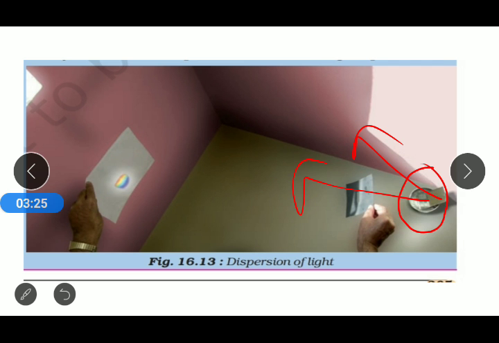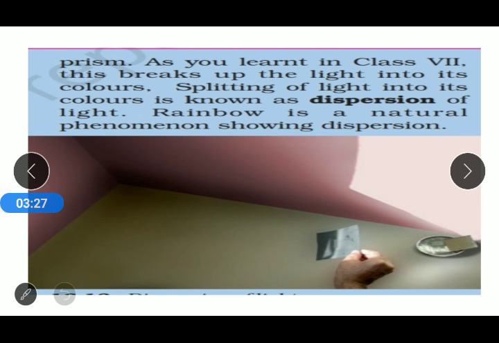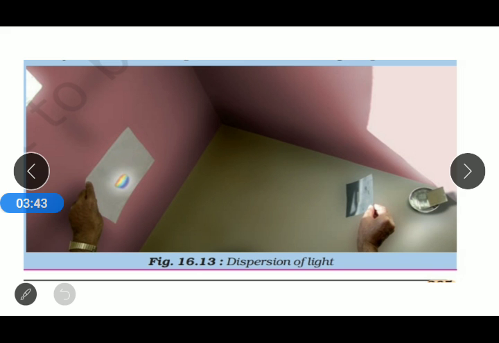If you can see in the picture, there is a plane mirror, there is a bowl, we are putting water in it, and we are placing the plane mirror in it. After that, we place the bowl near a window where the sunlight is coming in easily. When the sun rays are incident on that plane mirror and are reflected, on a white paper we see a rainbow pattern.